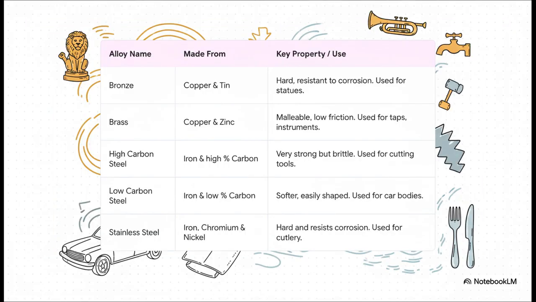Here is your quick fire guide to the alloys you absolutely have to know for your exam. First, you've got bronze and brass. They're both based on copper, but bronze is mixed with tin and brass with zinc.